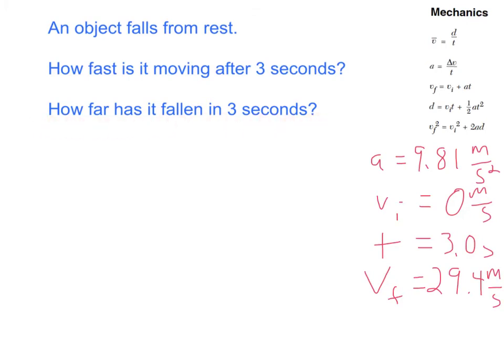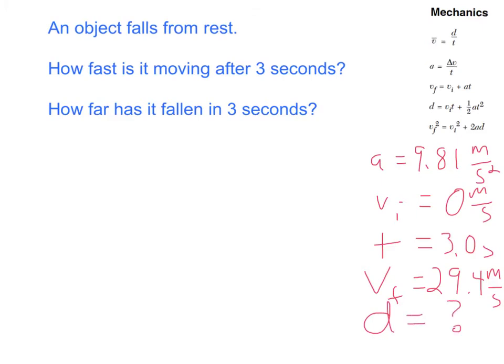So I'm going to make my list here. I still write down, still falling, so the acceleration is 9.81 meters per second squared. It fell from rest. The initial speed is 0. It's fallen for 3 seconds. I just figured out that after 3 seconds it's going 29.4 meters per second. So now the question is how far, and that's distance. So distance is what I don't know.